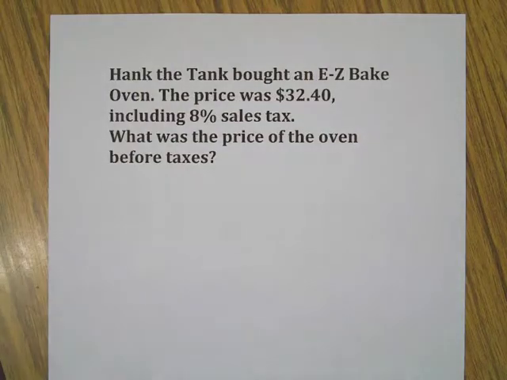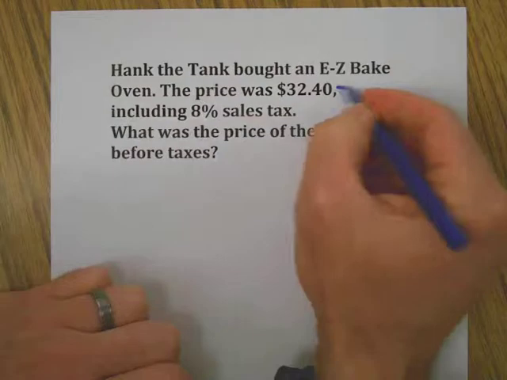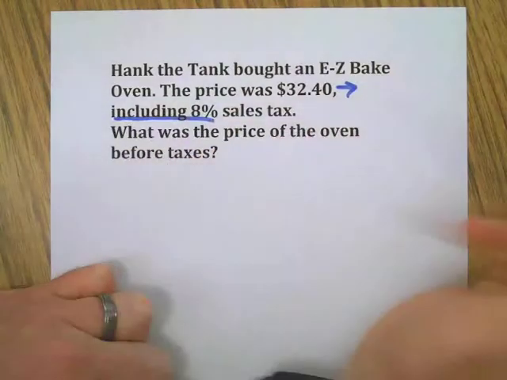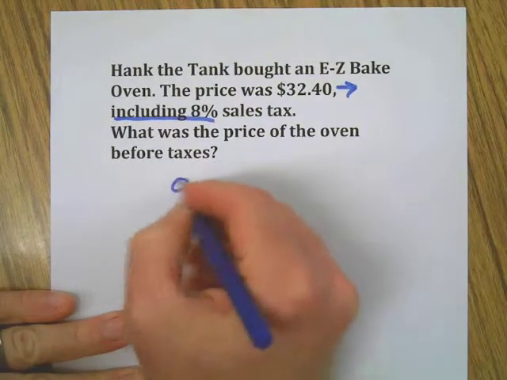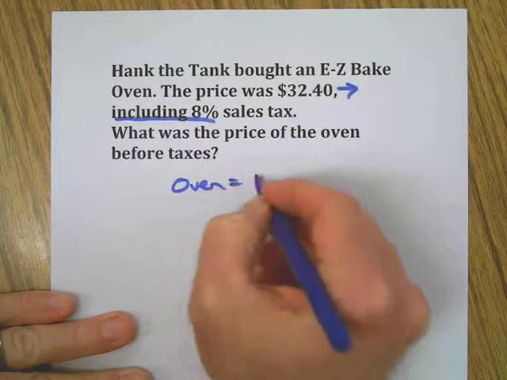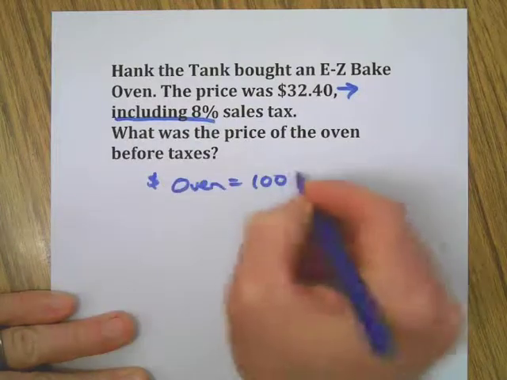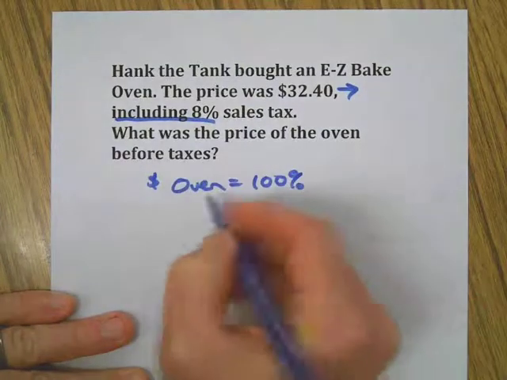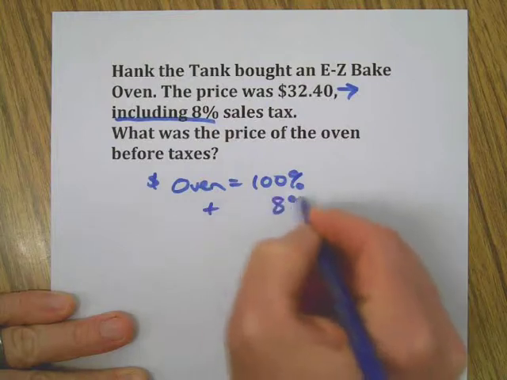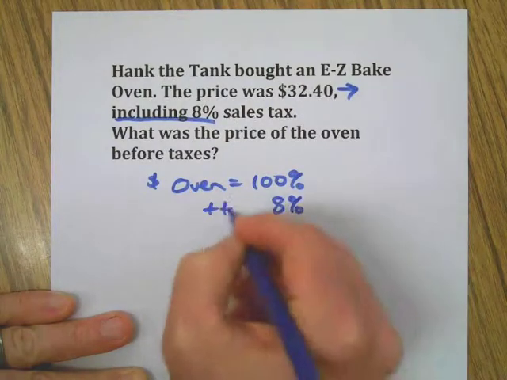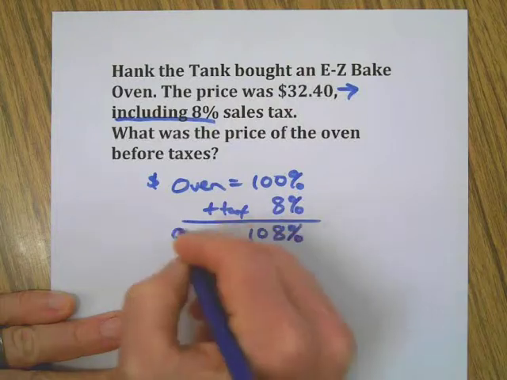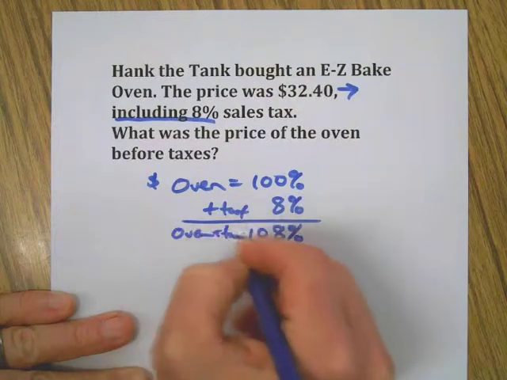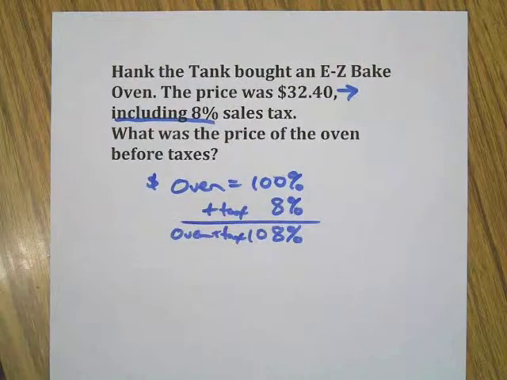Okay, here we go. So like we talked about before, this $32.40 includes the tax. So my oven, that's 100%, right? The price of the oven is 100%. So when I add 8% taxes, that means I have 108% is the oven plus the tax.